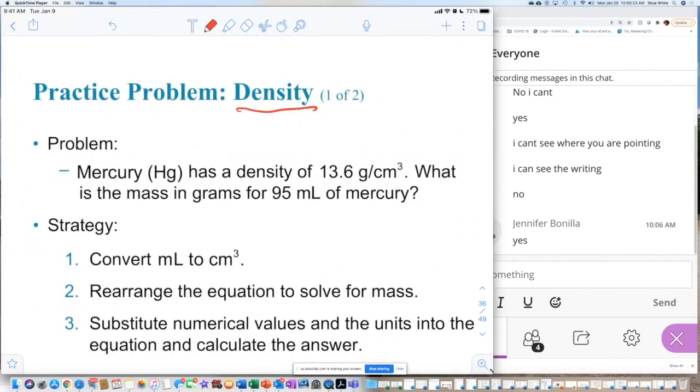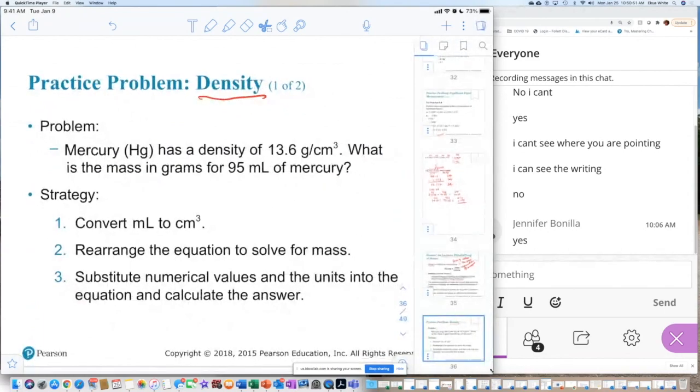We're told here mercury, Hg, has a density of 13.6 grams per centimeter cubed. What is the mass in grams for 95 milliliters of mercury? In a question like this, they will tell you the desired units so you know how to write things out. Let me copy this over to a new page. Then we can talk about this.